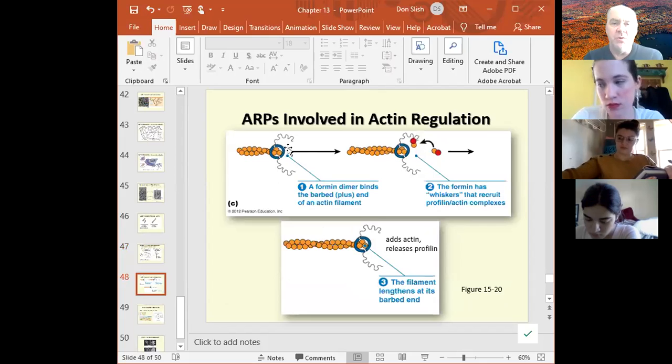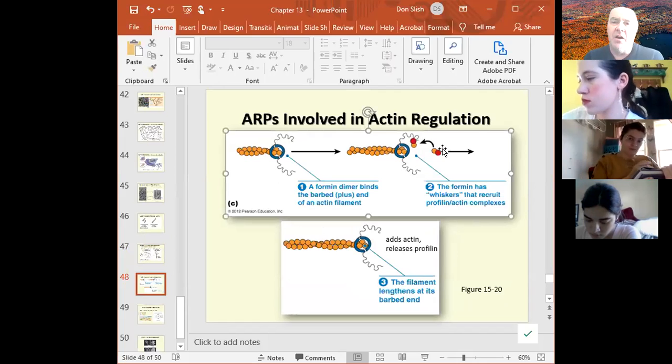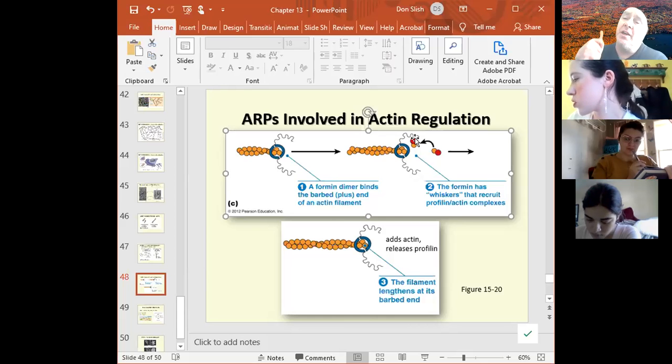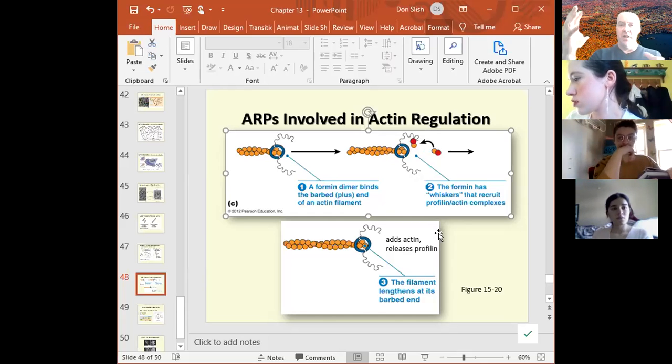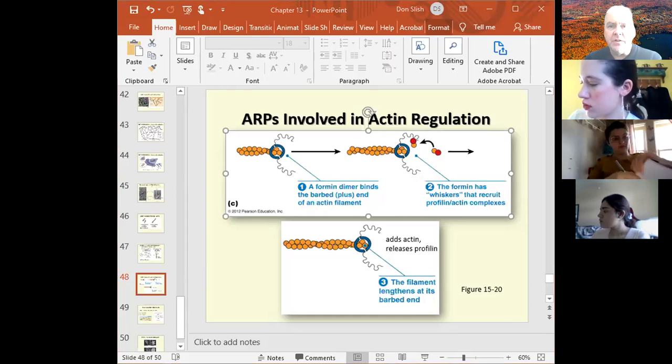I think formin is like one of the coolest proteins. So formin binds to an open plus end and it's got these two arms hanging off here. And so formin will grab the actin monomer complexed with ATP, grabs that, brings it in, and adds it. So it's just kind of like two hands going up, putting new monomers on and stretching out that plus end. There's a really cool animation about this in our Moodle page.